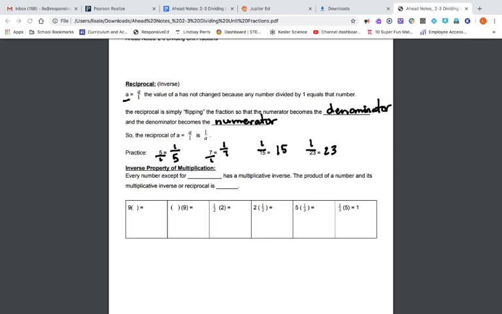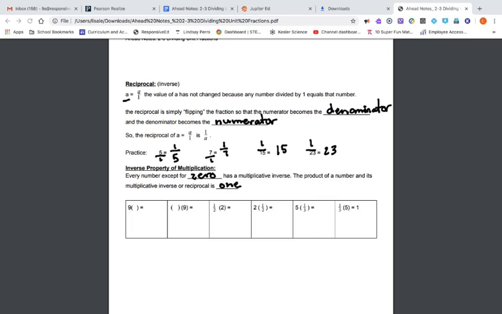Here, every number except for 0. We're not talking about 0. 0 is its own little thing. Every number except 0 has a multiplicative inverse. Because if I take 0 over 1 and I flip it, now I have 1 over 0, which if you ever try on a calculator will always come up as an error. You can't divide any number by 0. So every number except 0 has a multiplicative inverse. And when I take a number and I multiply it by the inverse or reciprocal of that number, it will always equal 1.